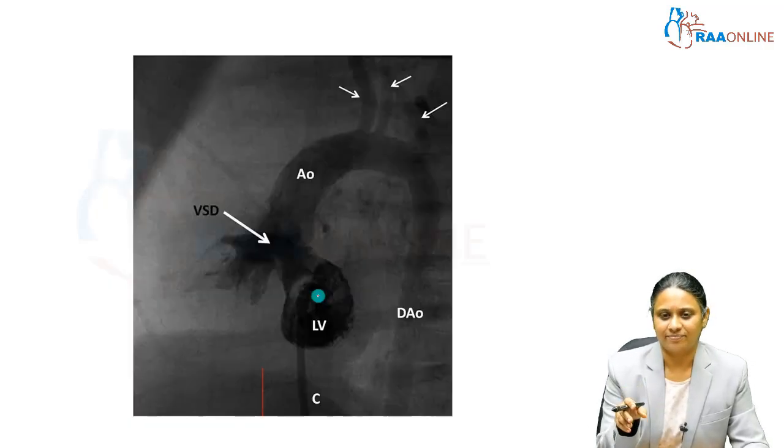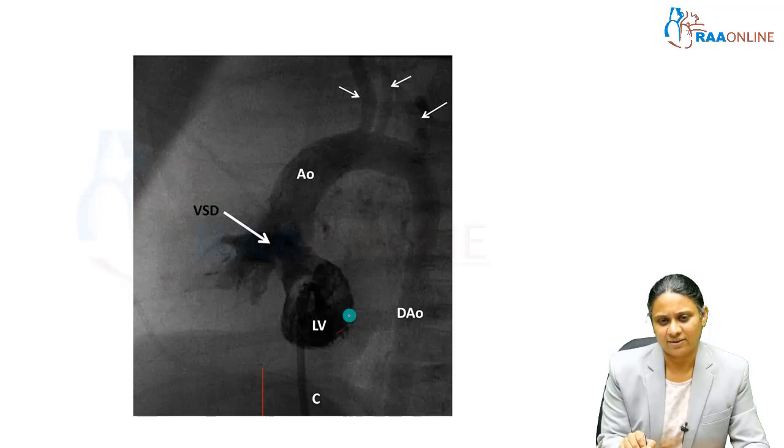Delineation of VSD. This is the lateral view. So through the aorta we have reached the LV. When left ventriculogram is done, you can see the malaligned VSD which is committed to the aorta 50%. So through the VSD it is filling the right ventricle also.